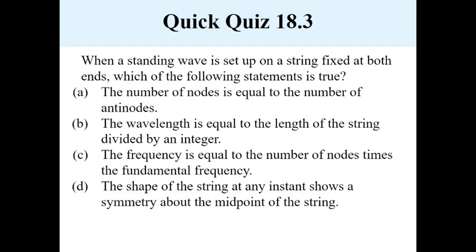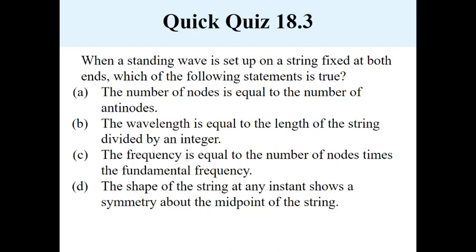C says the frequency is equal to the number of nodes times the fundamental frequency. That's not true, because at the fundamental frequency you have two nodes. So you can say that about antinodes. For whatever frequency you're at, you have the same number of antinodes as whatever harmonic level you're at. So the third harmonic has 3 antinodes, for example.